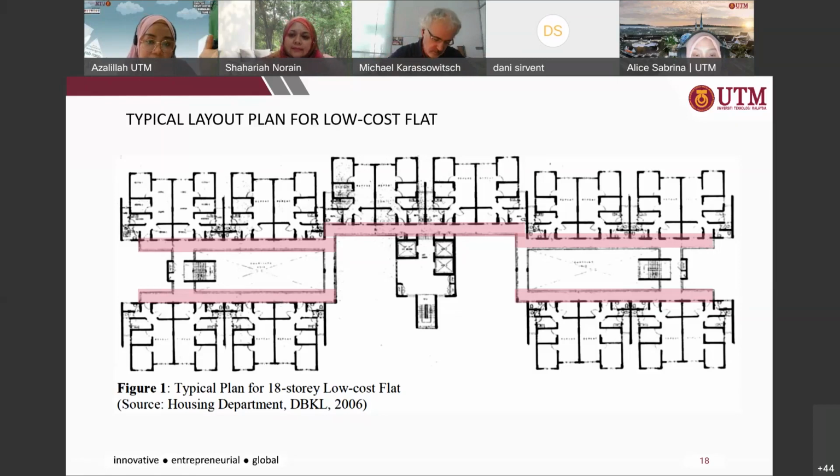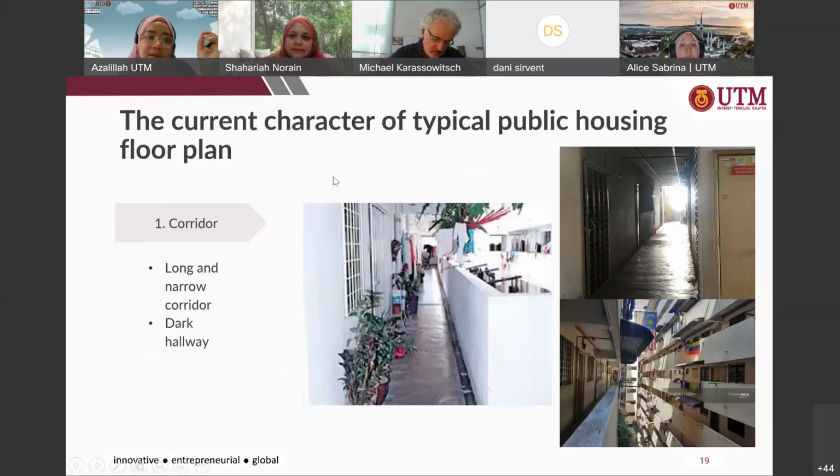What is the problem? Here is the current character of the typical public housing floor plan in Malaysia. They have long corridors. Some of the corridors are very long and narrow, and because of the design and the layout, they cannot have natural lighting. So you can see here we have a very narrow and dark hallway, and this very thin corridor provides a lot of problems. This is a very typical character.